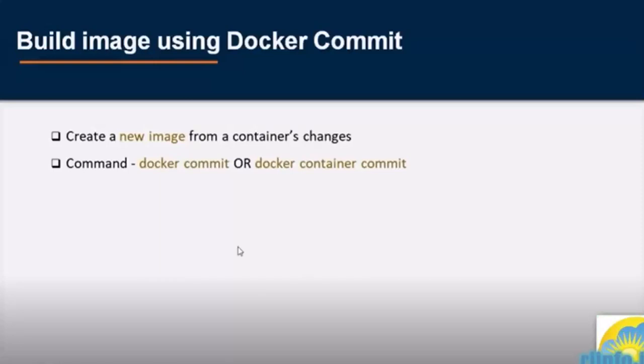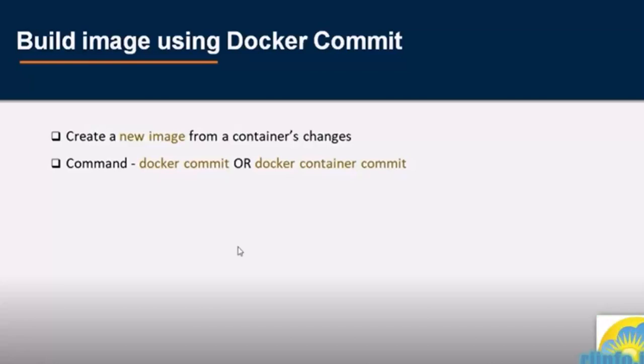In this nugget, we will understand how to build an image using Docker commit. The other way of creating an image is to convert a running container into an image. Docker provides us a way to create new images from the changes or additions made to a container. You can think about this method as pretty much similar to a commit in a version control system. We create a container, make changes to that container, and then commit those changes to a new image.